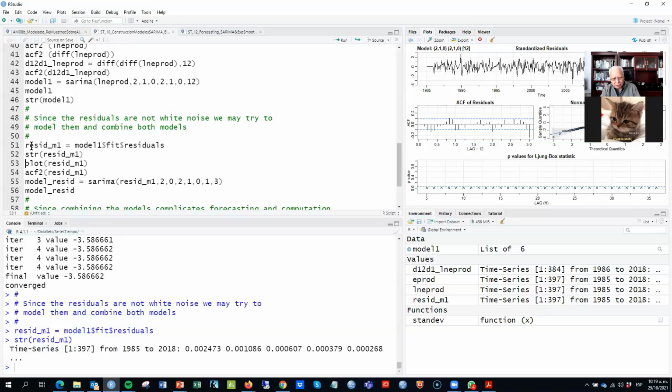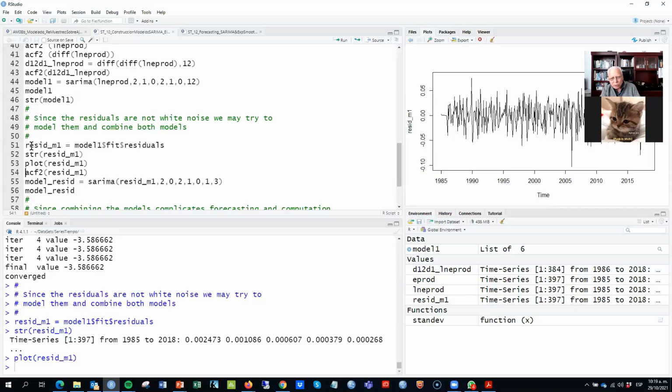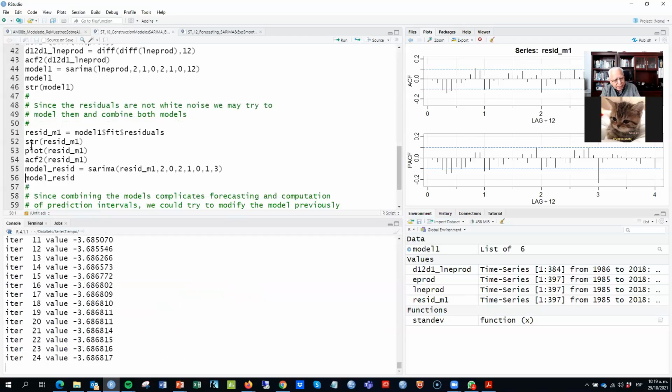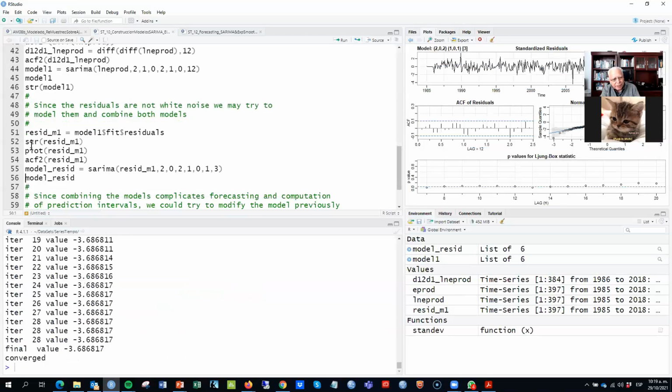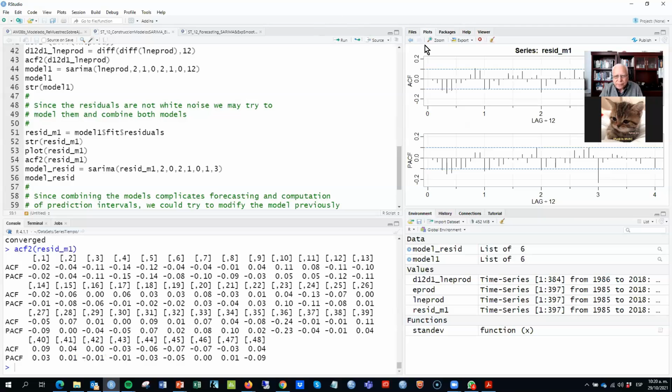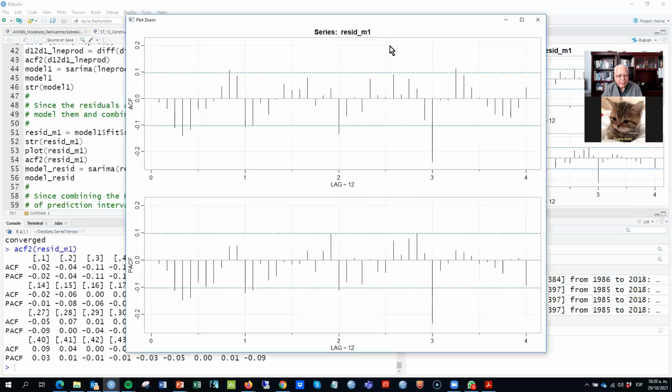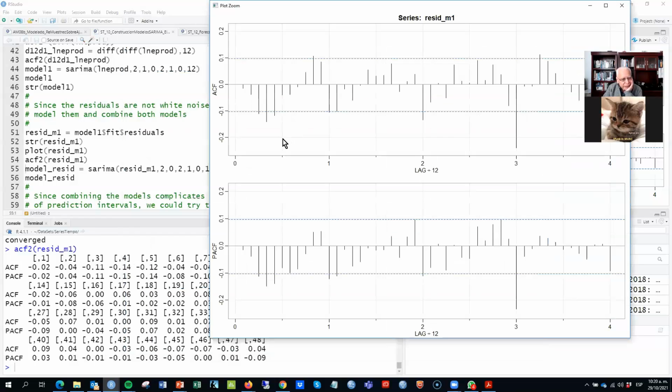It's a time series also, because those are the residuals of the original model. If I plot the residuals, of course, they are centered around the constant line because they have mean 0. And if I look at the ACF function for the residuals, I can try to identify a model for these residuals, right?